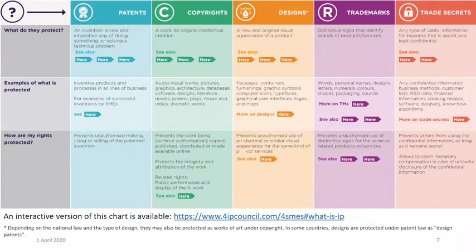Moving on to the designs. So designs, that's important. Depending on the national law and the type of design, they may also be protected as works of art under copyright. In some countries, designs are protected under patent law as design patents. Designs protect a new and original visual appearance of a product. So if you are an IoT product designer, you may want to protect the appearance of your product. Examples include packages, containers, furnishings, graphic symbols, computer icons, typefaces, and graphical user interfaces, for example. It prevents unauthorized use of an identical or similar visual appearance of the same kind of products or services.